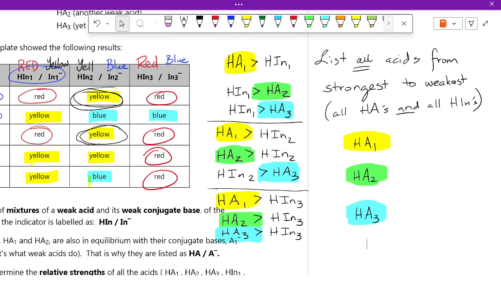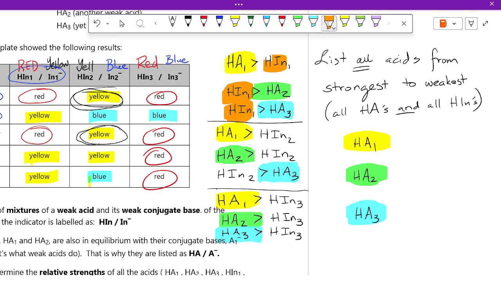I'm a visual learner, so I like it this way. Okay, so we got orange. Orange is going to be HIN1. Okay. HIN1. HIN2.